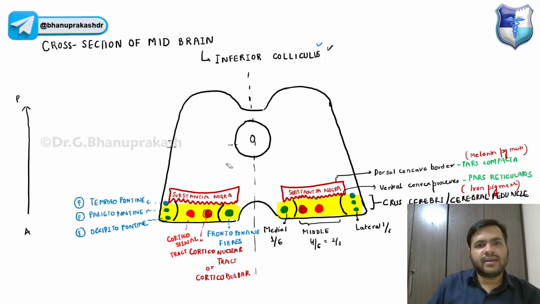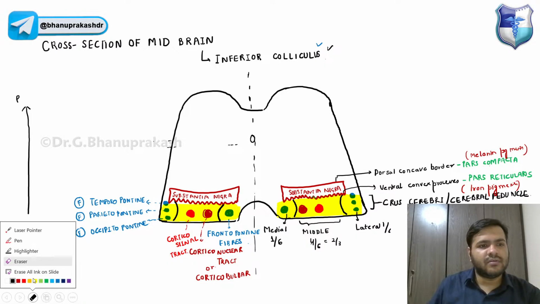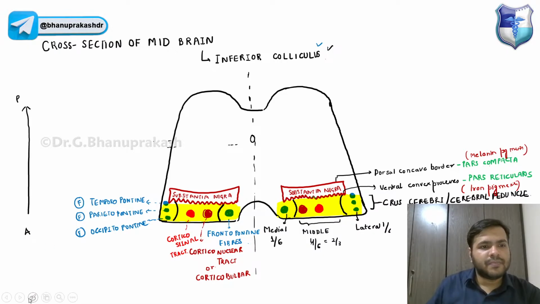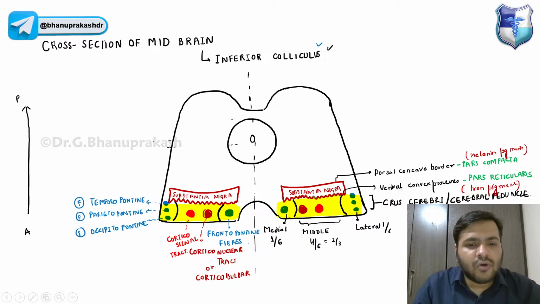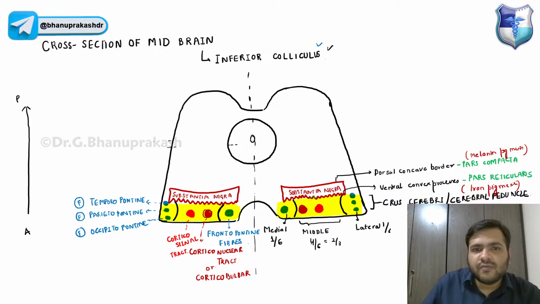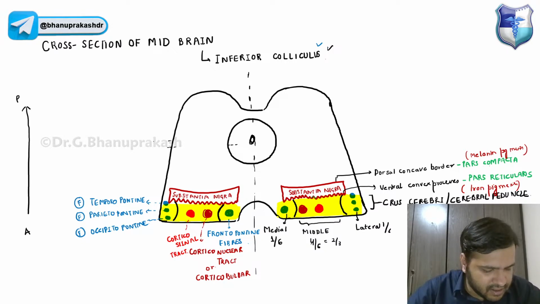Or I can draw it a little bit big over here, right? Now, you already know we have the central gray matter and the opening which you can see over here. It is called the cerebral aqueduct, which connects the third ventricle and the fourth ventricle together.